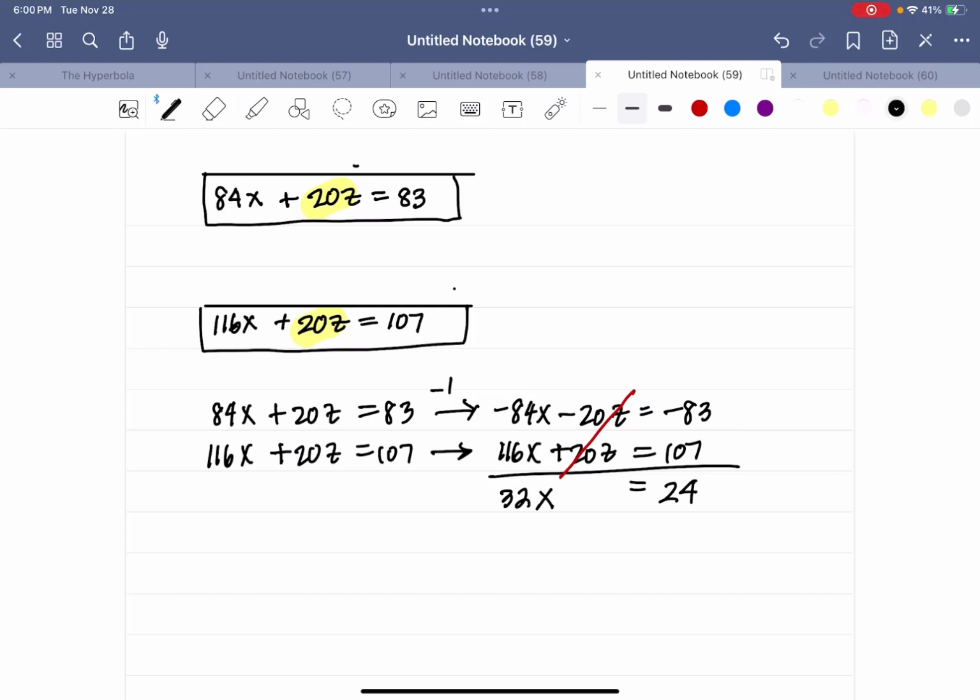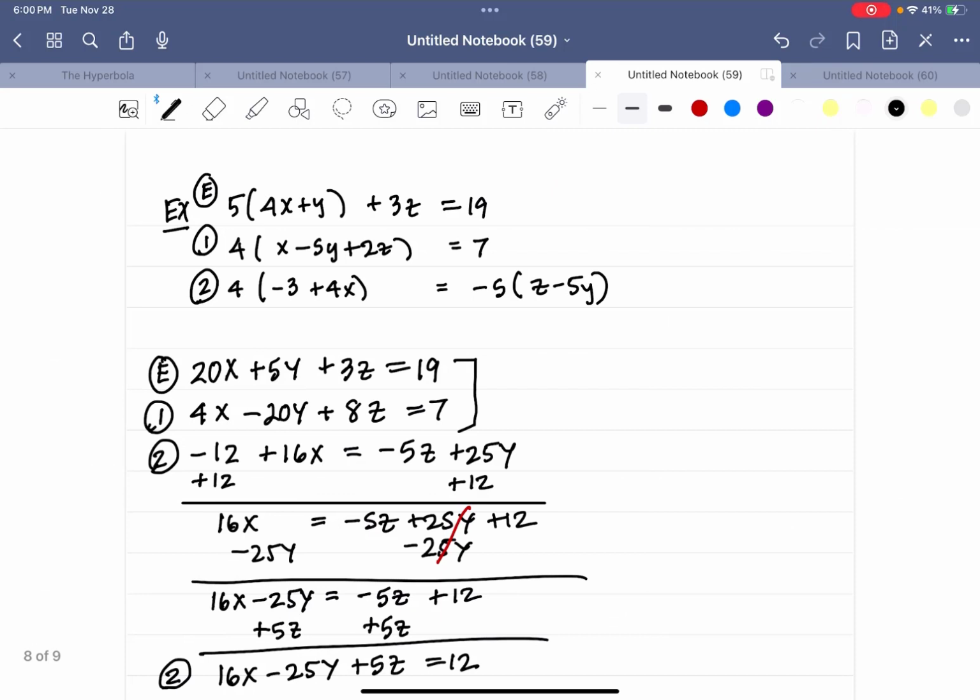And it looks like this one has a fraction for the answer. 32x is 24, so x is 24 over 32. I just reduce it on my calculator: 24, fraction key, 32, and I get 3/4. So x is 3/4.